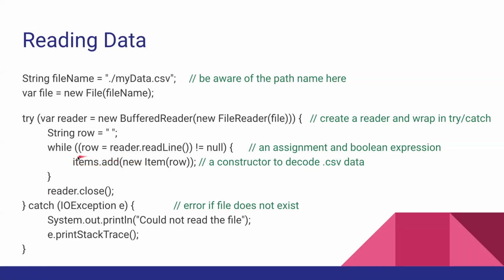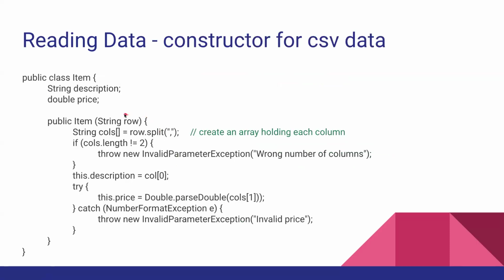Once you have the data from the file that's read, you need to create an object out of it. My approach is to create a second constructor in our data class. In this case, we're calling item with a single variable called row, and this is the comma separated data that we're reading in. So here's what the constructor looks like. There are two variables in our item, our two fields. It's a description and a price. The description is a string, the price is a double.